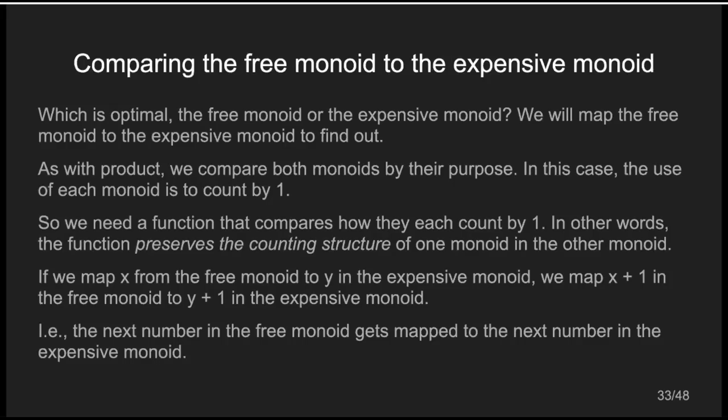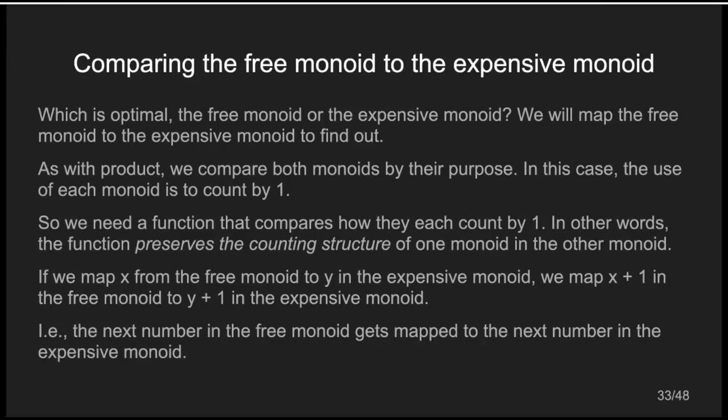So now what we want to do is do what we did before with our universal property of the product and compare our free monoid to our expensive monoid. So we built one in a lazy way. We built one with a bit more effort. We want to show that the lazy way of doing things is the optimal way of doing things. We're going to do so with a function just like before, but this needs to be a function with a little more structure. It needs to preserve the structure. It needs to preserve the use of the one monoid in the other monoid.